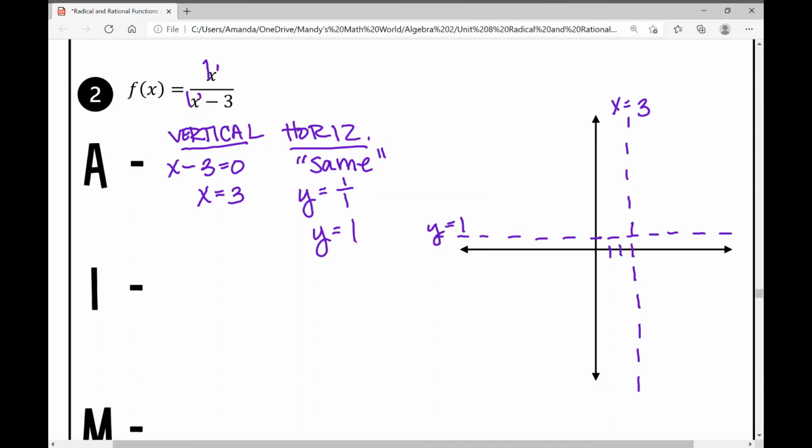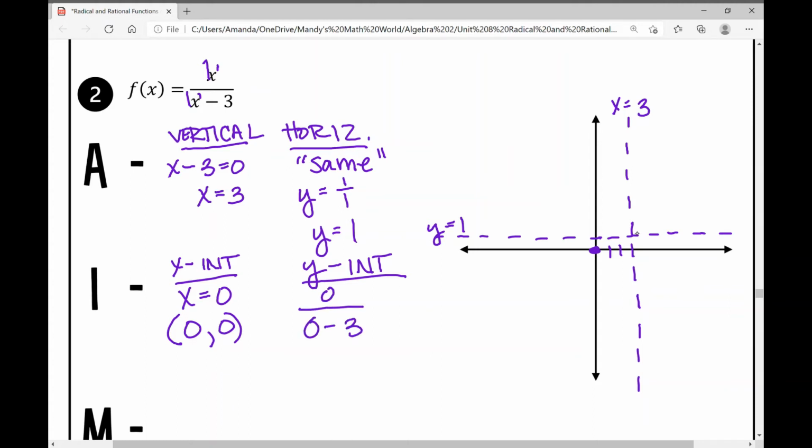So now let's look for our intercepts. We're looking for an x-intercept and a y-intercept. So what do we do to find the x-intercept? The x-intercept is the solution to the top. So I'm going to set my numerator equal to 0, and that's easy enough. My point is just 0, 0. So my x-intercept is at 0, 0. The y-intercept is when x is 0, so I'm going to plug in 0 for x. And when I do that, I get 0 divided by -3, which is just 0. So my x-intercept and my y-intercept are the same.